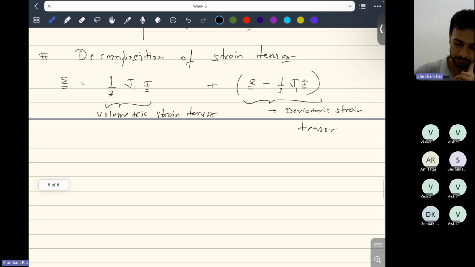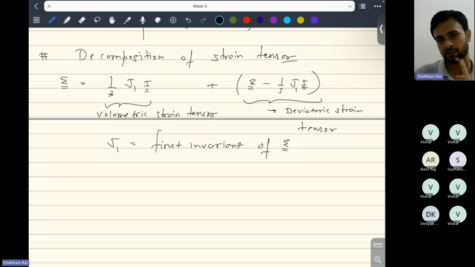Now, obviously this J1 is the first invariant of the strain tensor. The first invariant is nothing but the summation of the diagonal elements. It is also known as volumetric strain. So J1 is nothing but equal to the volumetric strain.